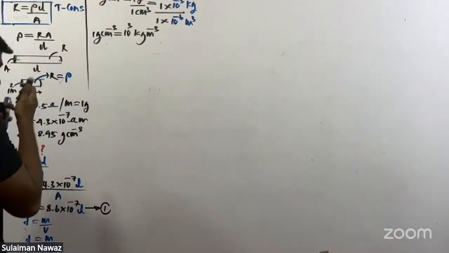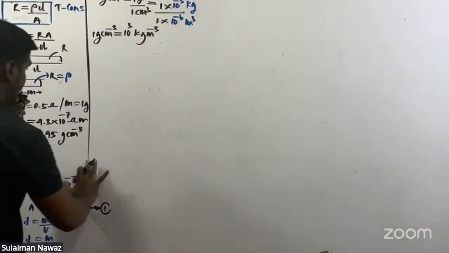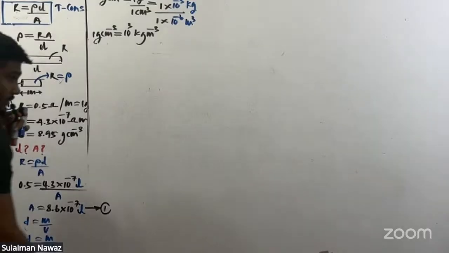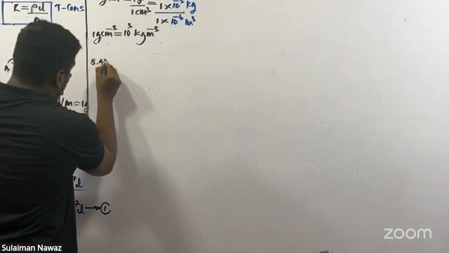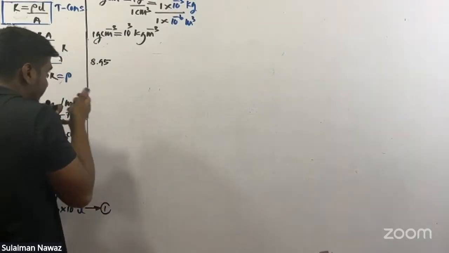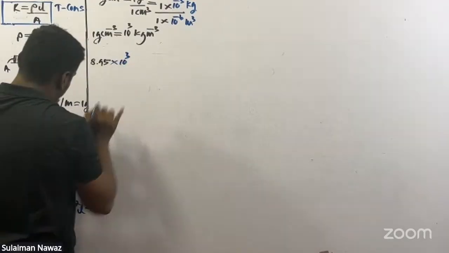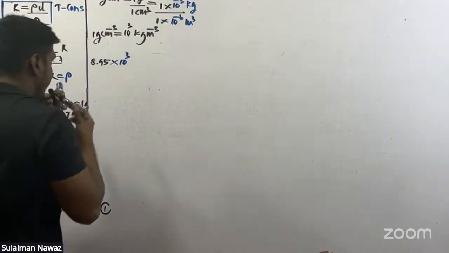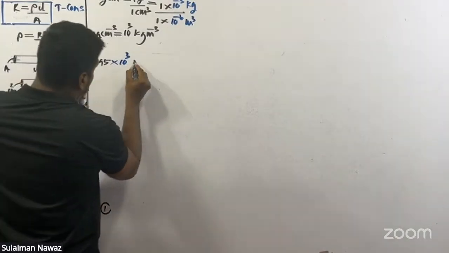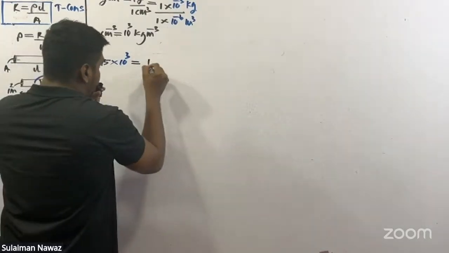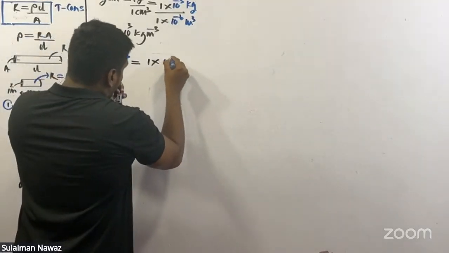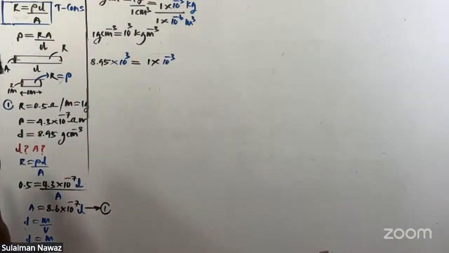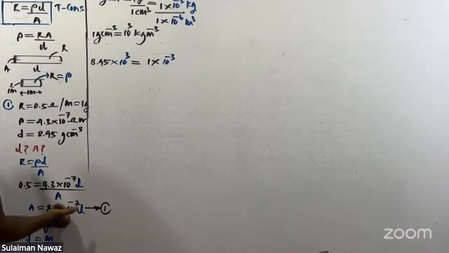Okay. Substitution. Just substitute. If we substitute, then density 8.95 grams per centimeter cube, to convert into kilograms per meter cube, multiply by 1000. Equals mass, the mass is 1 gram. If you want to convert grams into kilograms, multiply by 10 to the power minus 3, over cross-sectional area capital A. From my equation 1, I can write down cross-sectional area capital A as 8.6 into 10 to the power minus 7 L.